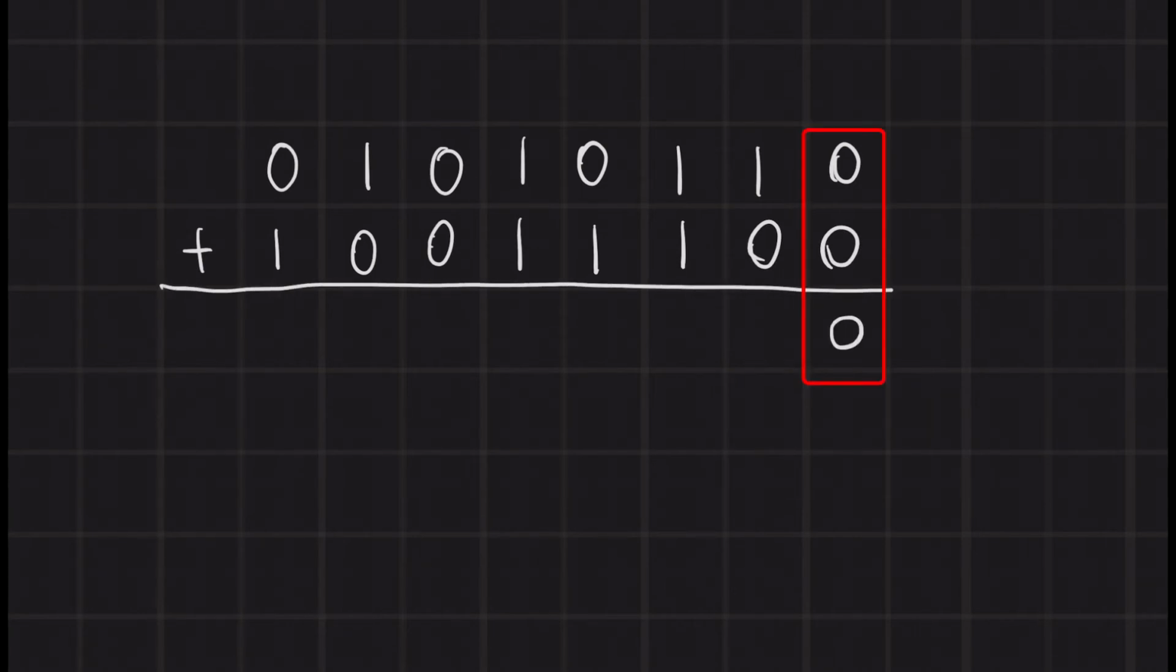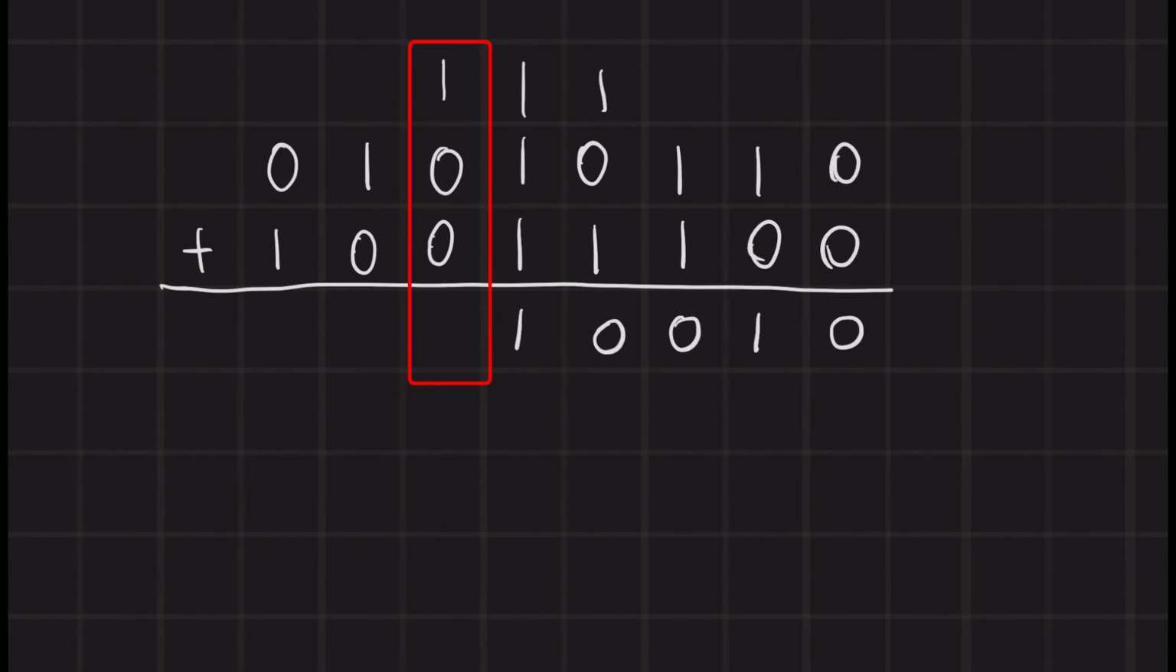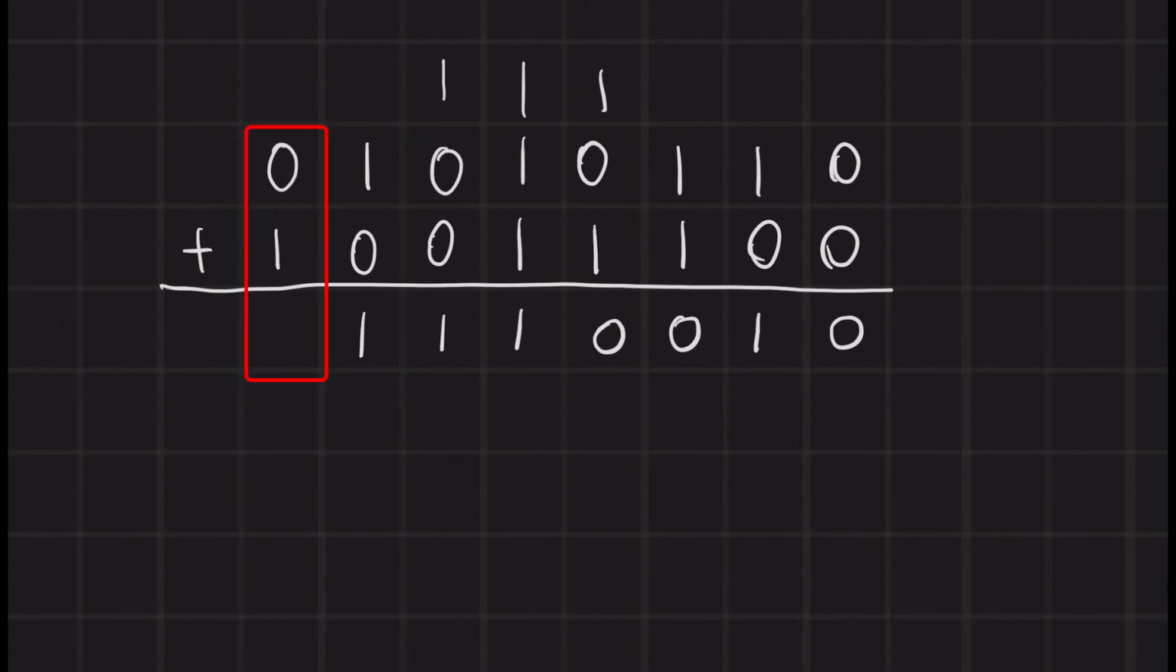0 plus 0 is 0, no carry. 1 plus 0 is 1, no carry. 1 plus 1 is 0 with a carry. 1 plus 0 plus 1 is 0 with a carry. 1 plus 1 plus 1 is 1 with a carry. 1 plus 0 plus 0 is 1, no carry. 1 plus 0 is 1, and 0 plus 1 is 1, again, no carry.